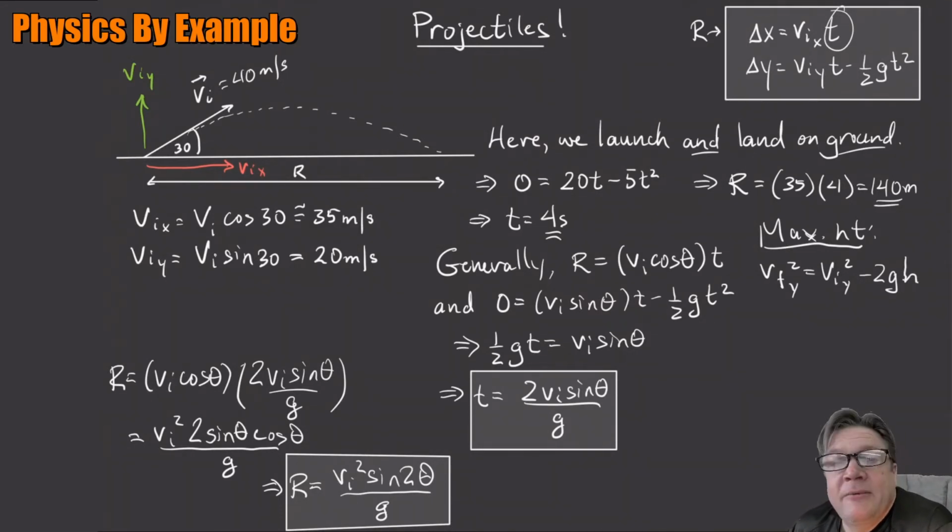And then one thing to realize, what happens when something gets to its maximum height? That means it's kind of turning around. It's momentarily stopped, right? So our final y velocity at that point is going to be 0 at maximum height.